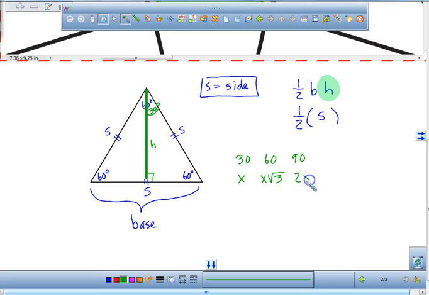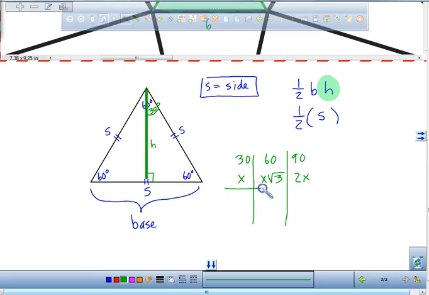Right, 3, 2x. This is something you should already know. This is where it gets a little bit tricky. Does everybody see that this right here is indeed my 90-degree angle? The side that's directly across from the 90-degree angle in this particular case is the length of my side. That's the length of my side.